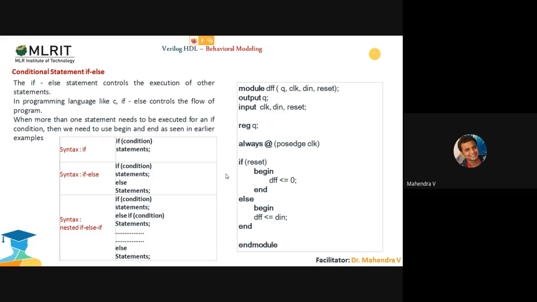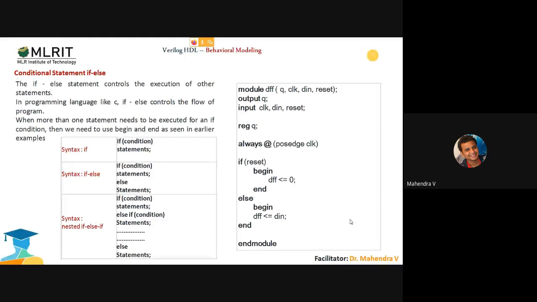Now look at the behavior of the D flip-flop. This is a sequential circuit. First, the sequential circuits are flip-flops. Now you can see the sequential circuit. Most of the sequential circuits are described by using behavioral modeling. Okay. Now look at this.